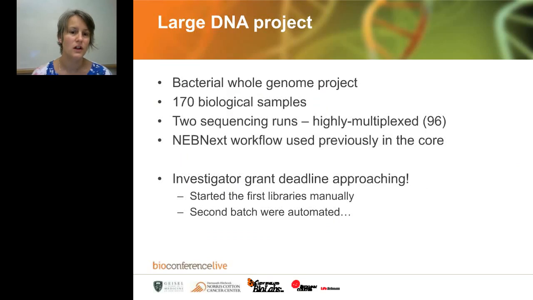So first of all, I'm going to talk to you about the NEB workflow that we automated. Several months ago, an investigator approached us, and they had, for us, a fairly large DNA sequencing project with 170 biological samples. These were bacterial samples, and they wanted to do whole genome sequencing. Because the genome of the bacteria of interest was fairly small, we were able to multiplex this fairly highly, and we took advantage of the full range of 96 barcodes that's available from Ion Torrent.